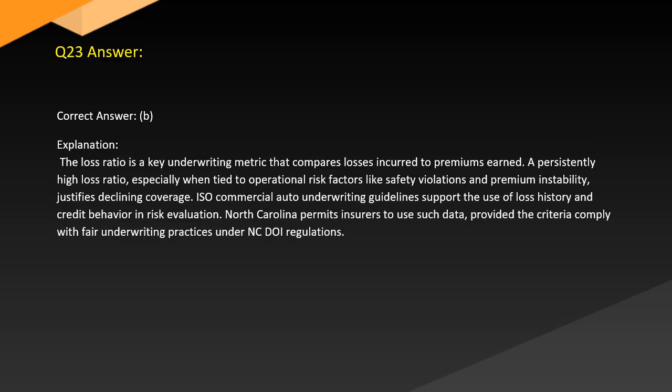Answer. Correct answer: B. Explanation. The loss ratio is a key underwriting metric that compares losses incurred to premiums earned. A persistently high loss ratio, especially when tied to operational risk factors like safety violations and premium instability, justifies declining coverage. ISO commercial auto underwriting guidelines support the use of loss history and credit behavior in risk evaluation. North Carolina permits insurers to use such data provided the criteria comply with fair underwriting practices under NCDI regulations.